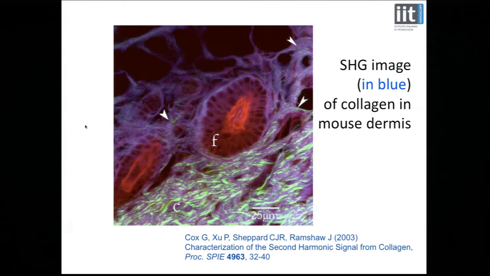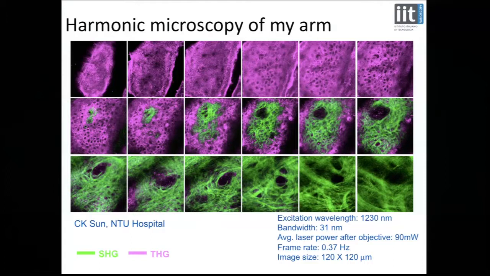This is another one I like. This is second harmonic and third harmonic pictures of my own arm. These were taken at the National Taiwan University Hospital in Taiwan. This is a series of pictures starting from the top and focusing down into the skin. The green you see is second harmonic generation from collagen, and the purpley color is third harmonic generation. There's no collagen in the outer layer of the skin.